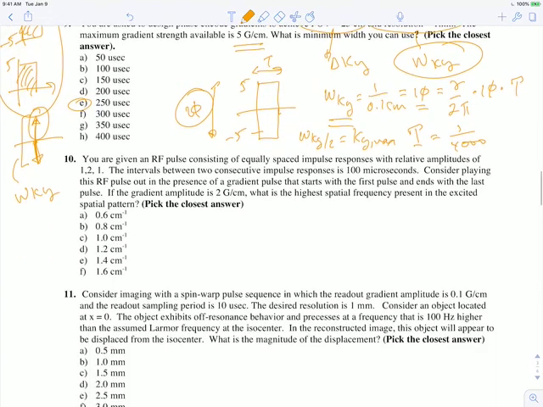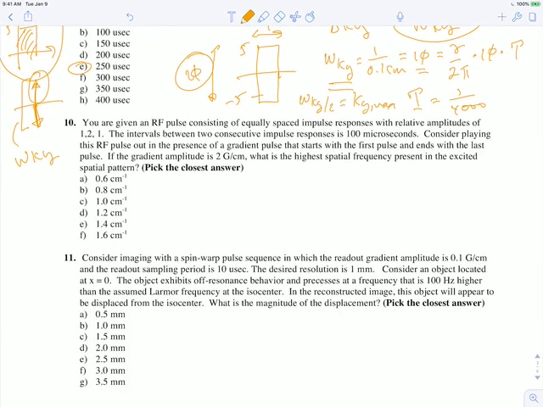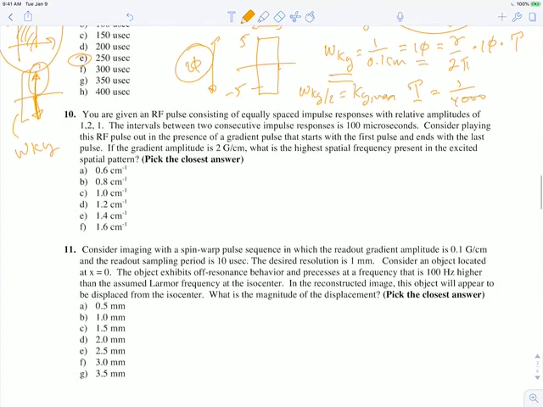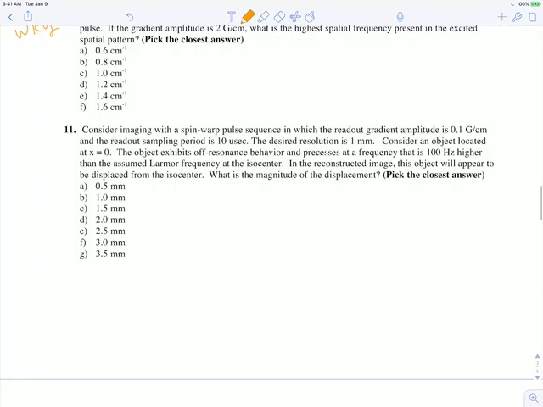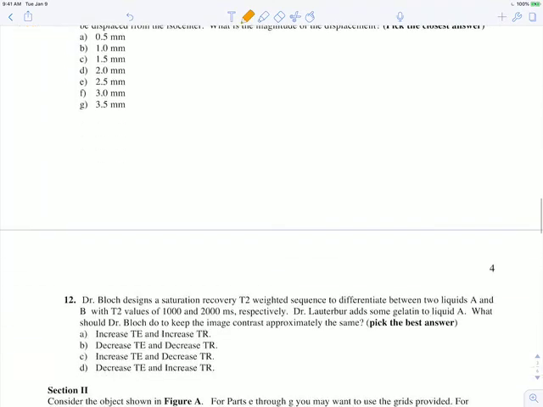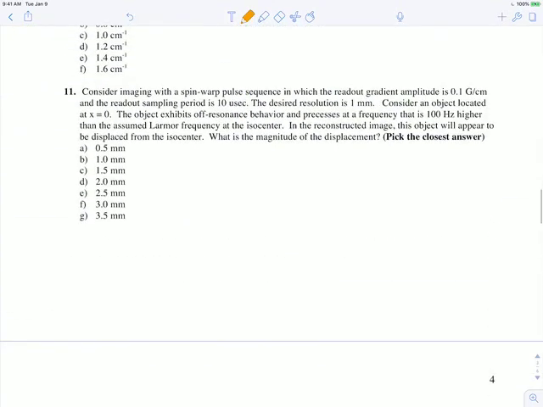Okay. We're going to skip the RF pulse one. And then let's look at, let's see, we have 11 and 12. Okay, we have just 2 more problems to go over.